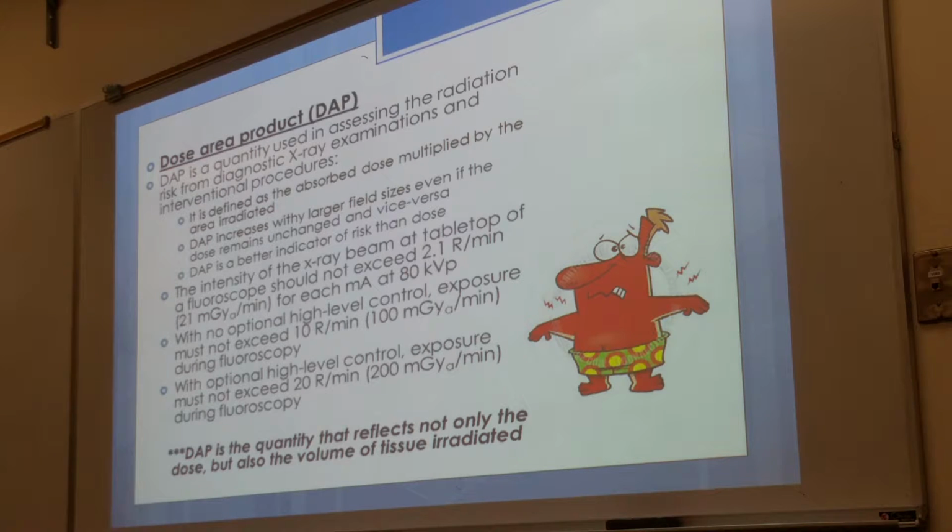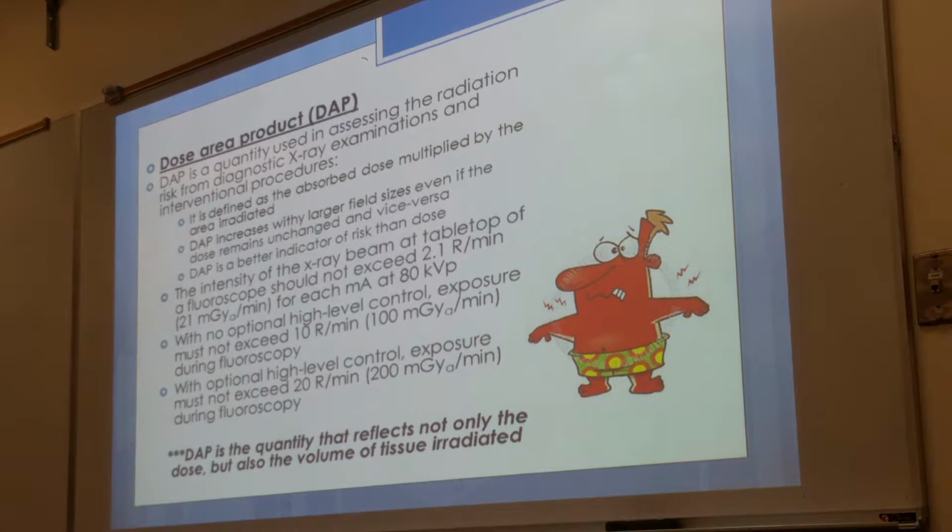Now, the intensity of the X-ray beam at tabletop of a fluoroscope should not exceed 2.1 roentgens per minute for each mA at 80 kVp. Now, fluoroscopic units have an optional high-level control. This optional high-level control is utilized when you're dealing with thicker, more dense body parts. It's a boost mode is what they call it. So it jacks up the technical factors when you're dealing with thick or more dense objects.